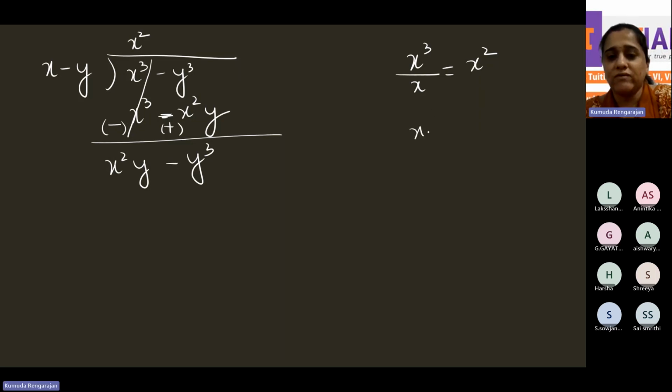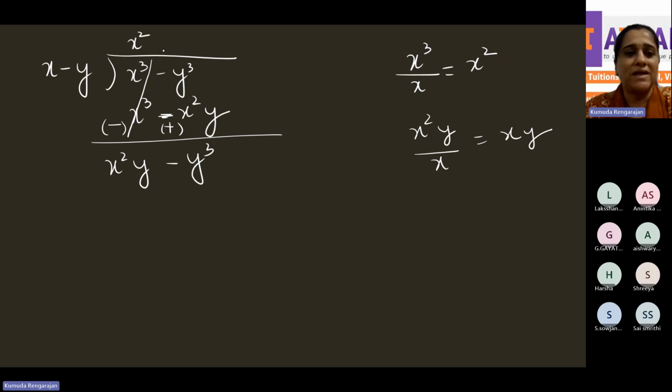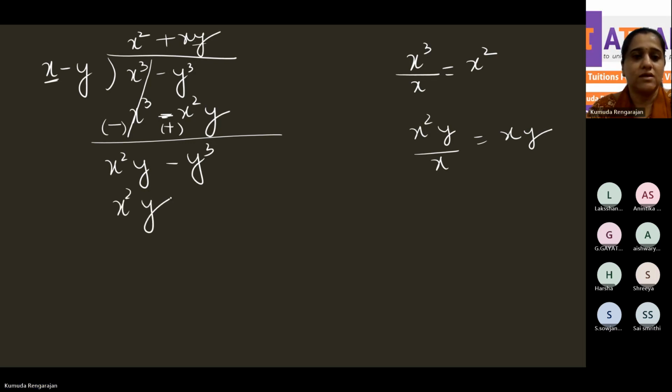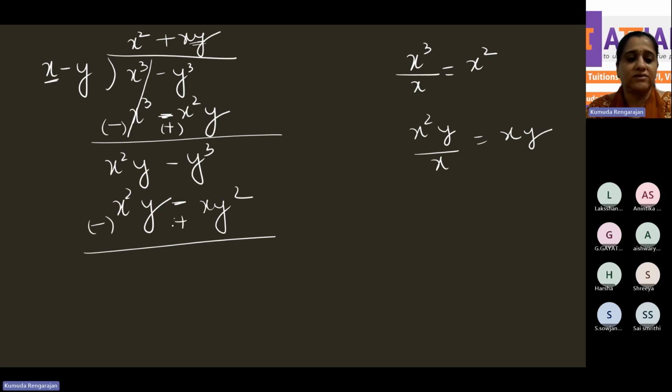Now repeat. X squared y divided by x is x y. So plus xy. Now multiply plus xy with this x. So xy into x is x squared y. Then multiply xy with minus y. So plus into minus is minus, xy into y is xy squared. Change the signs.